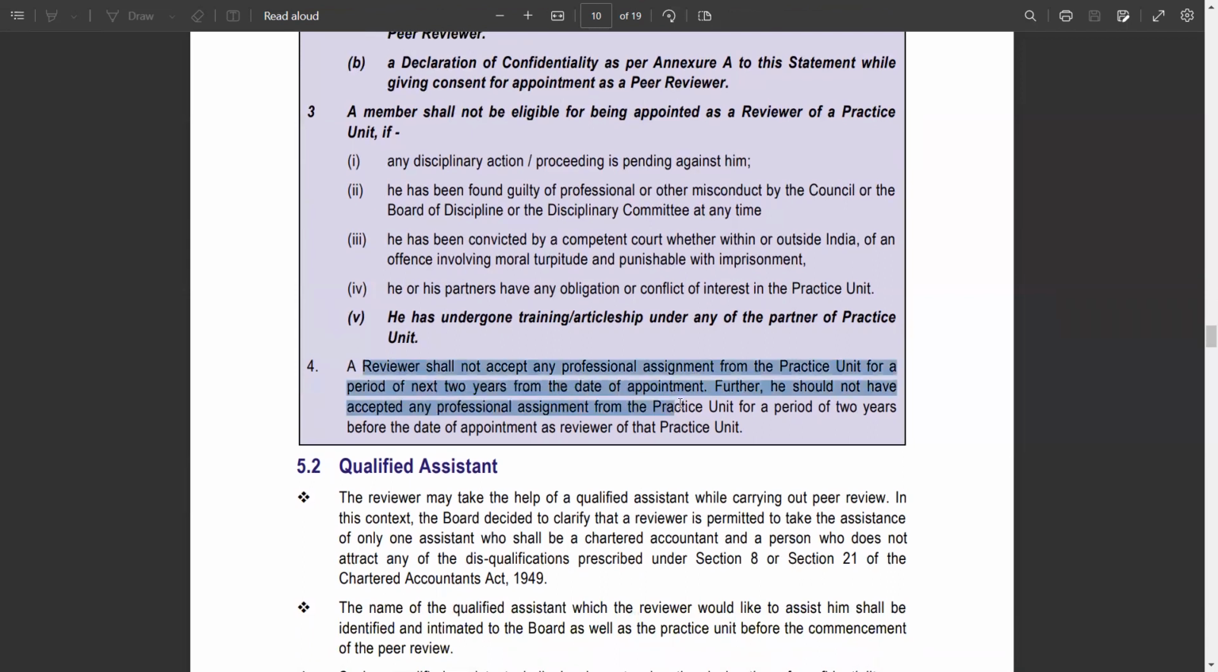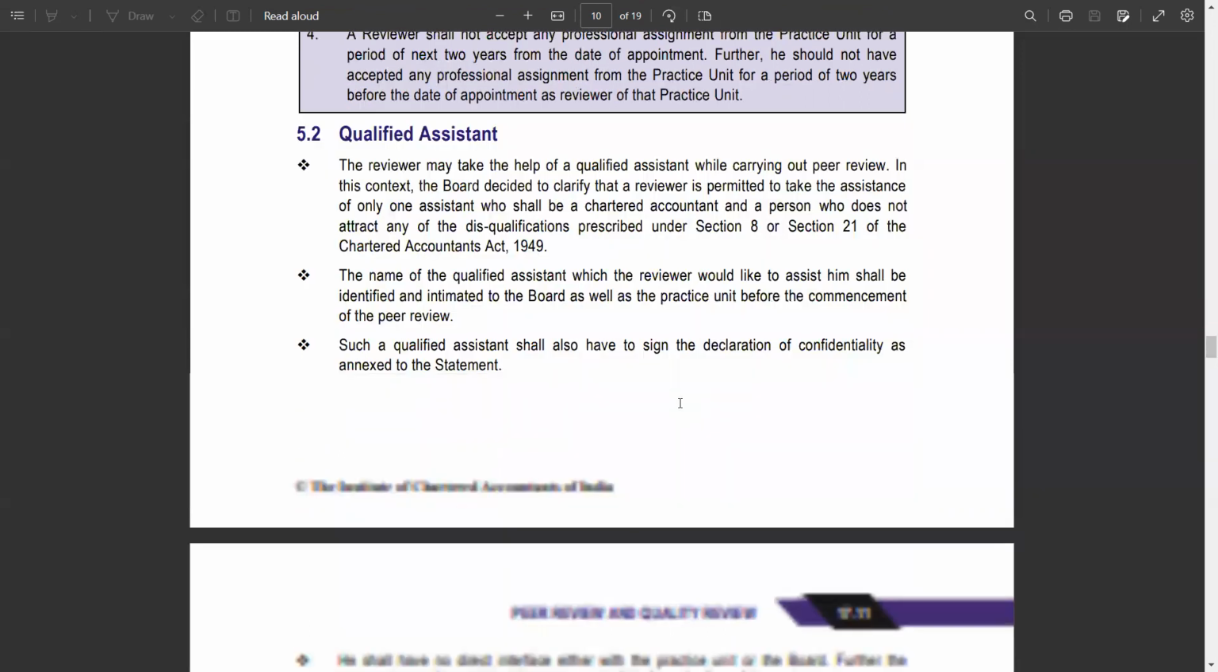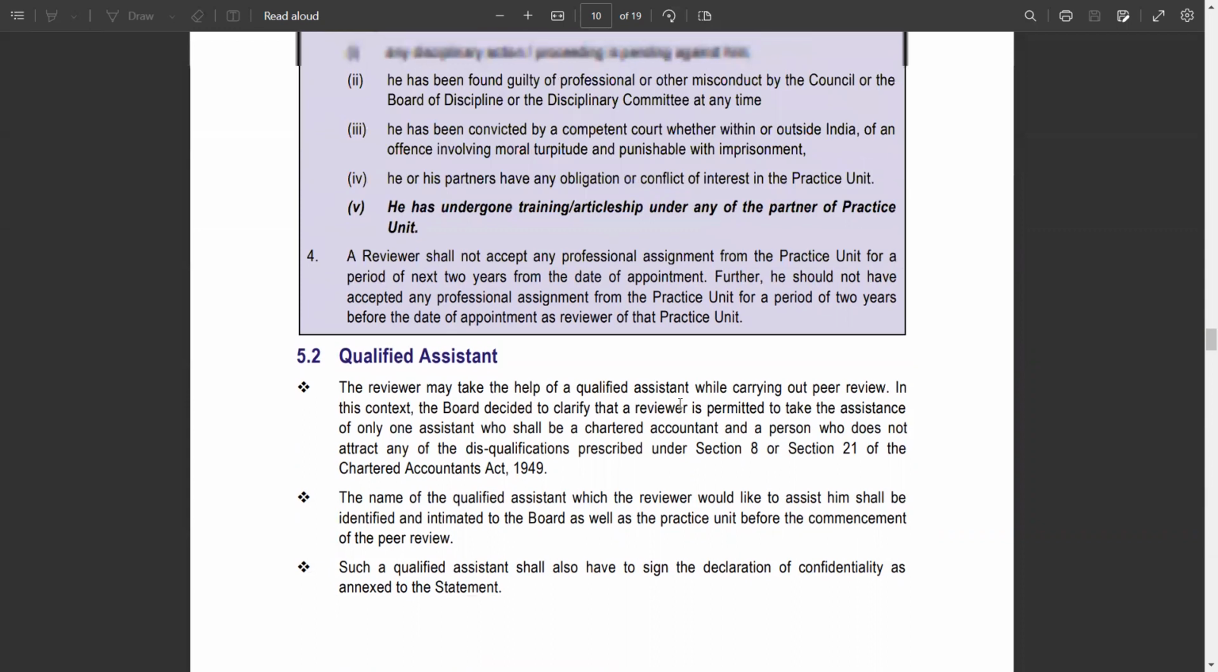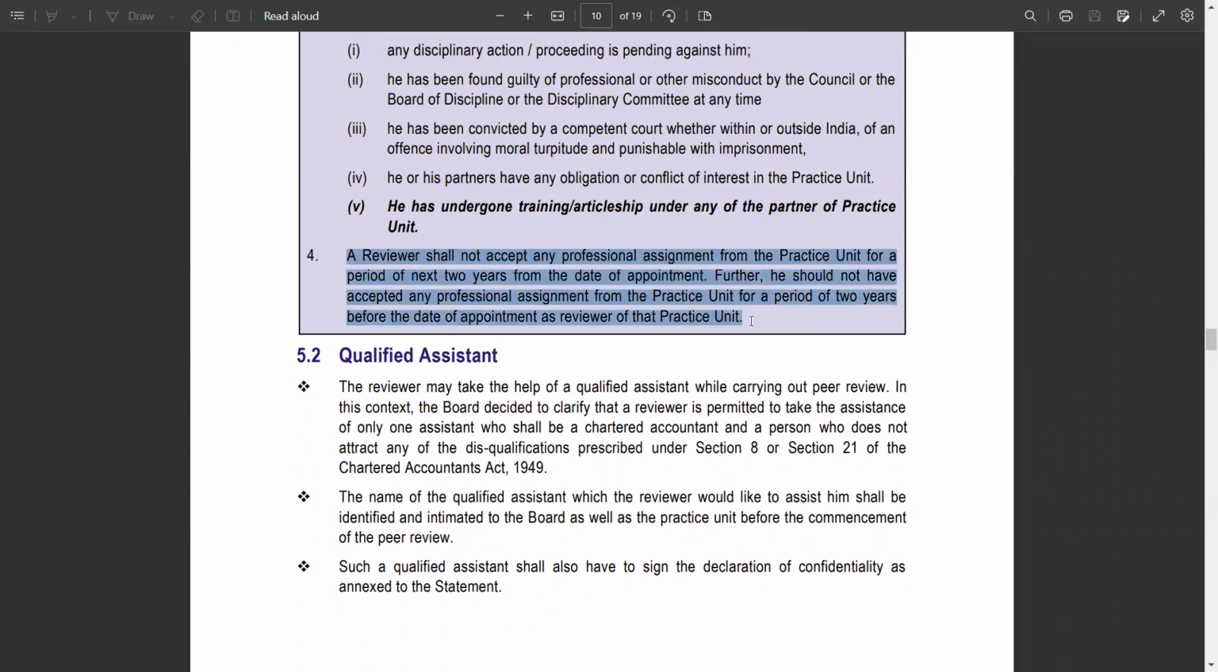There should be no relationship for the next 2 years and the previous 2 years. So a reviewer should not accept any professional assignment from the practicing unit for a period of next 2 years from the date of appointment. Further, he should not have accepted any professional assignment from the practicing unit in the prior 2 years of the appointment. So this is a very good point. This can be asked in an MCQ. You can note this point down.